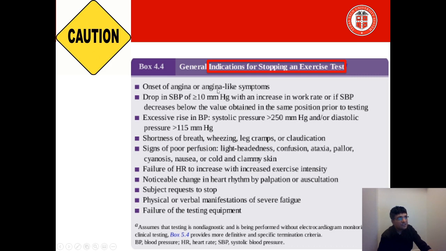If you feel angina kind of symptoms, meaning that the person feels pain in the chest as he continues doing intense exercise, but that pain subsides when he stops exercising, it can be due to angina, especially if the pain is radiating towards the back or towards the left shoulder. If there is a drop of more than 10 mmHg in the systolic blood pressure, think of stopping the exercise.